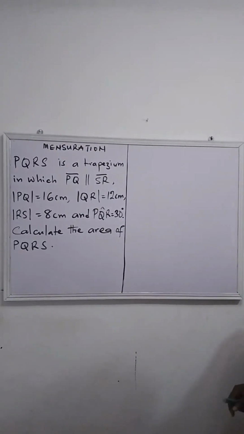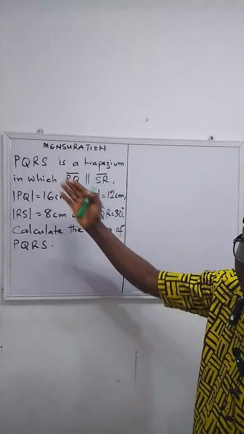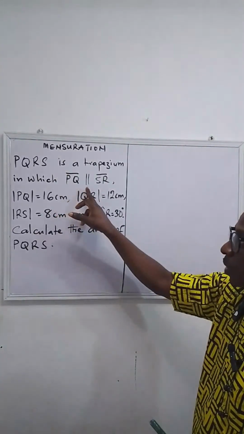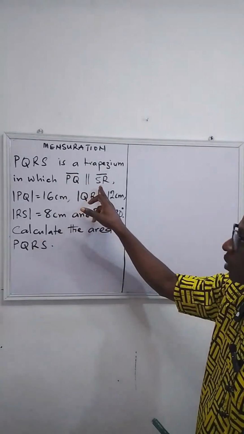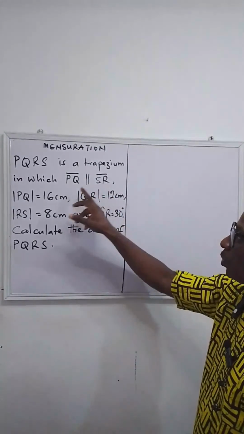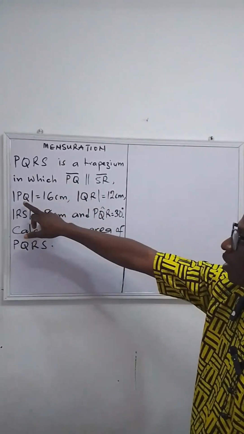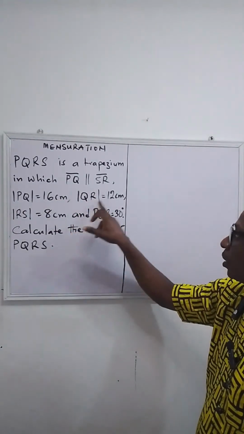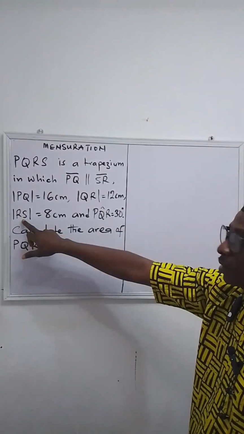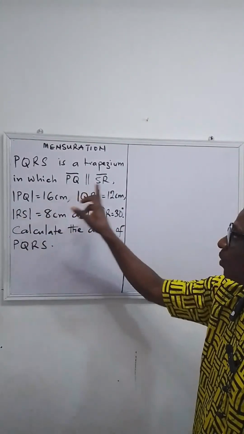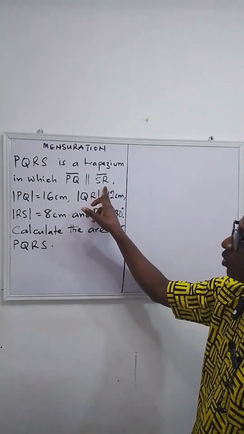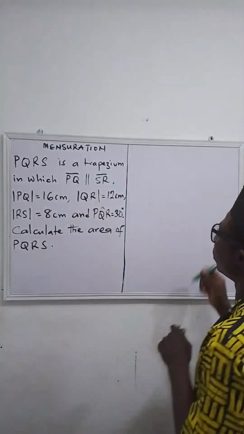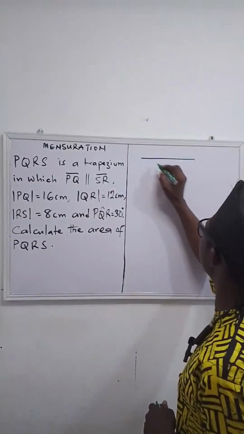Now the first thing is to sketch the diagram. And let's sketch the diagram. Now you can see we are given that PQ is parallel to SR. Now you have to look at it. Which one is the longest side here? Now look at it. We have PQ to be 16 centimeter and QR is 12 centimeter and RS is 8 centimeter. RS is the same thing as SR. Okay, so this is the longest side and this one is the shorter side. So let's sketch that. So we have this.